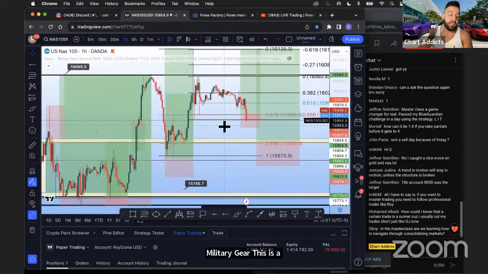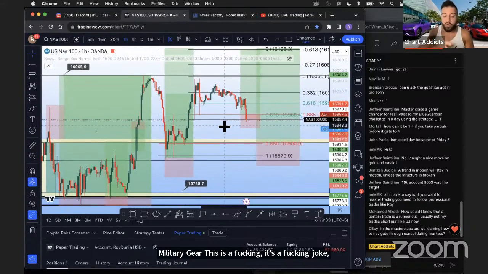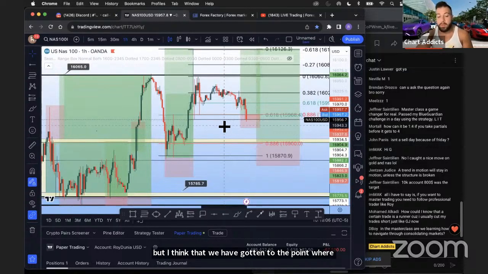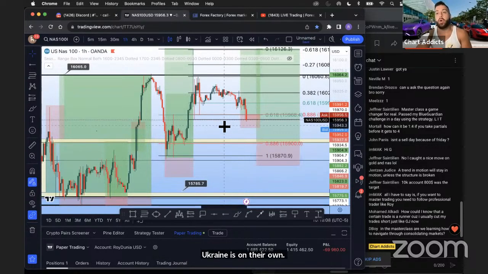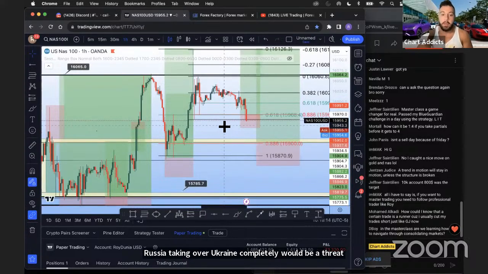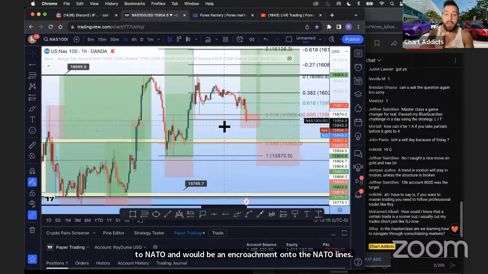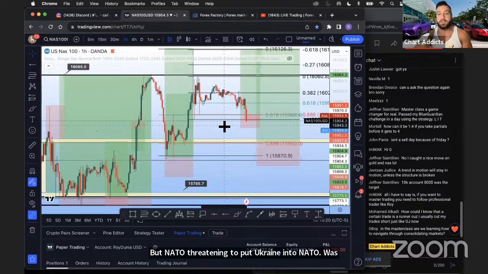But I think that we have gotten to the point where Ukraine is on their own. We're still going to provide political cover because Russia taking over Ukraine completely would be a threat to NATO and would be an encroachment onto the NATO lines. But NATO threatening to put Ukraine into NATO was also a massive threat to the Russians, and this is why this whole situation started.